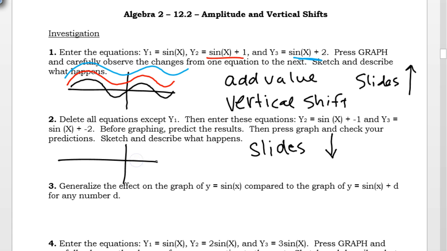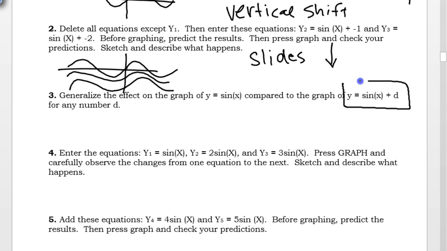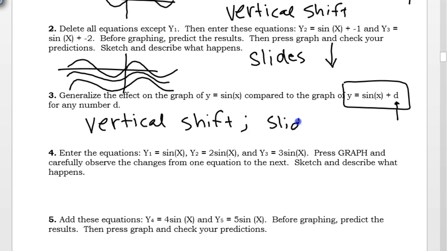So I'll just do this one regular. But it would be 1 unit down and 2 units down. Whatever we add to the back of the function, positives go up, negatives go down. So my generalization: whenever we add a value here, D is a vertical shift. The whole graph will slide up or down depending on if it's a positive or a negative number.